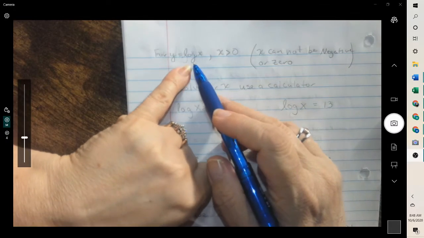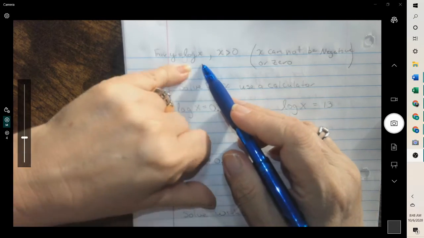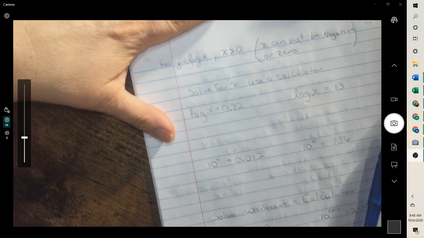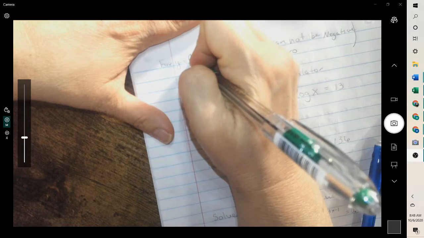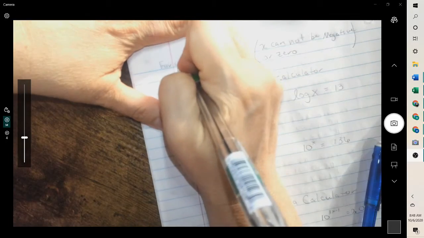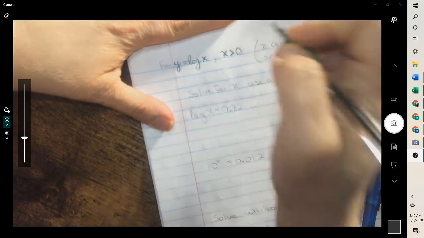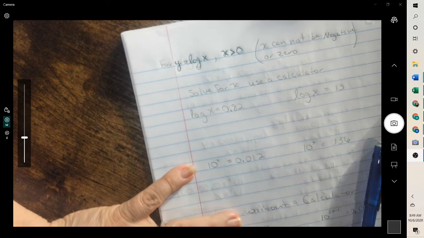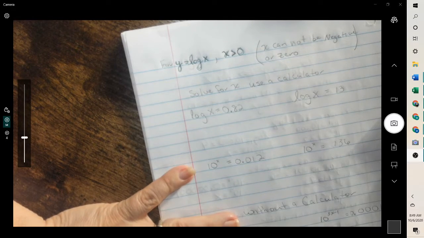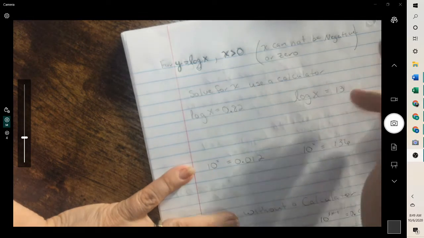For y equals log of x, x has to be greater than 0. You can never take the log of a negative value. If you plugged in your calculator log of 0, you're going to get an error. The same thing if you plug in a negative value. So it has to be greater than 0.